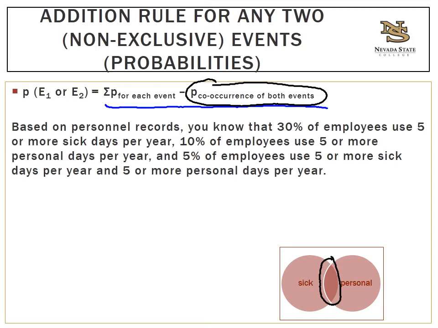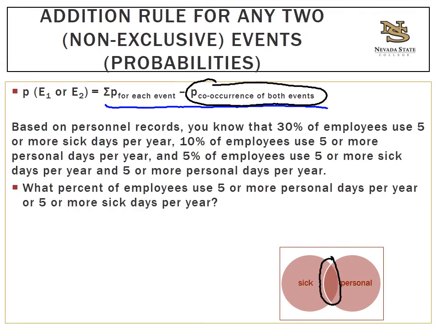So based on personnel records, you know that 30% of employees use 5 or more sick days per year, 10% of employees use 5 or more personal days per year, and 5% of employees use 5 or more sick days per year and 5 or more personal days per year. We want to know what percent of employees use 5 or more personal days per year or 5 or more sick days per year. So we know we're doing the addition rule. We see "or," and we know it's 2 events because we're looking at 2 separate things. Sick days or not, right? That's one variable. And then personal days or not is another variable.